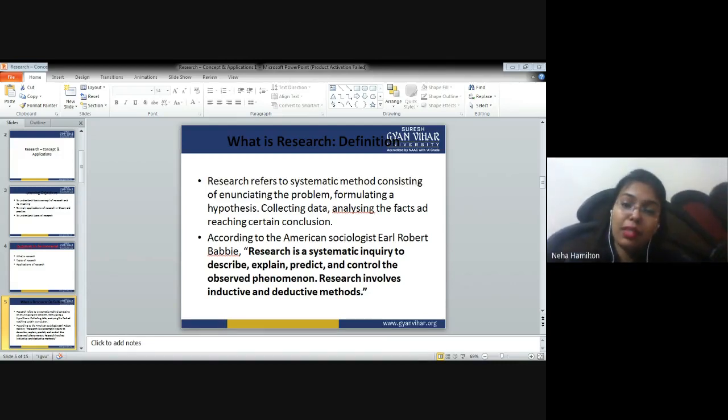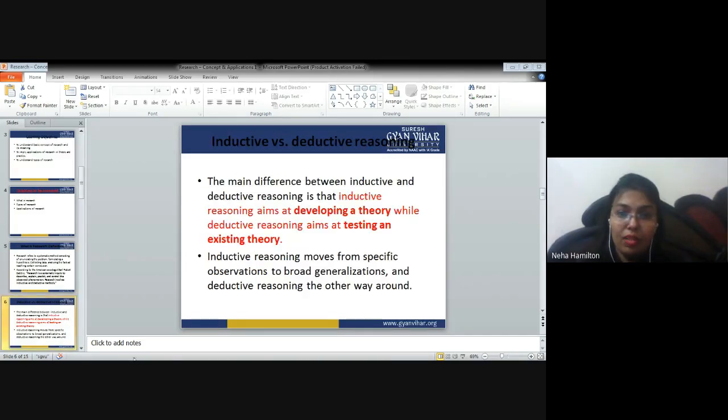Research is a systematic inquiry to describe, explain, predict, control the observed phenomena. It involves inductive and deductive methods. So, what are these inductive and deductive methods that we are definitely going to discuss? As you can see on the screen, inductive reasoning aims at developing a theory. Deductive reasoning aims at testing an existing theory, right? So there is a difference between the two.